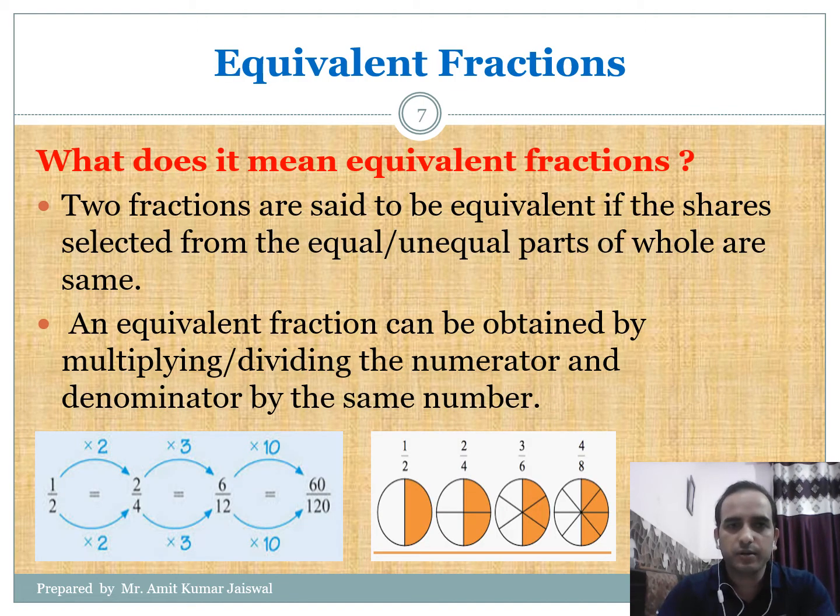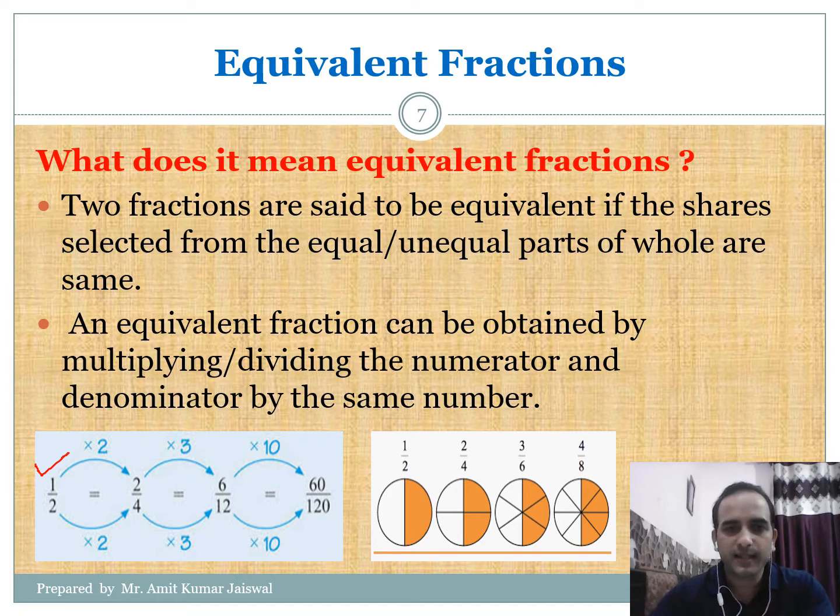Equivalent fraction. Two fractions are said to be equivalent if the shares selected from the equal parts of the whole are the same. An equivalent fraction can be obtained by multiplying or dividing the numerator and denominator by the same number. Here you can see that 1 by 2 is a proper fraction. Both numerator and denominator have been multiplied by the number 2, and we get 2 by 4. Then multiplied with 3, we get 6 upon 12, then 60 upon 120.